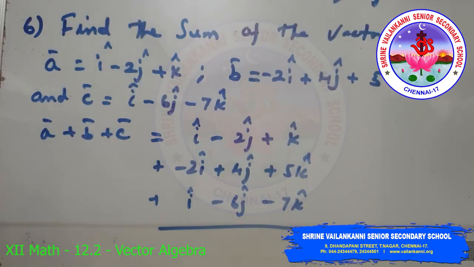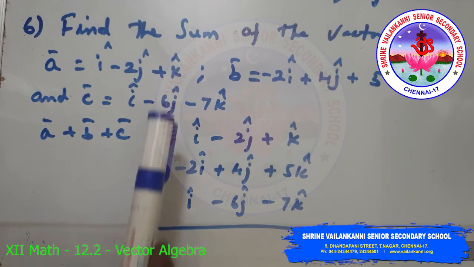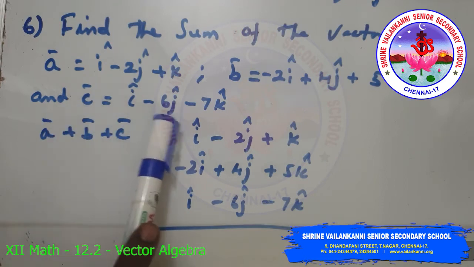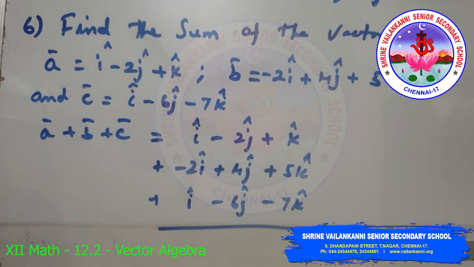Sixth one, find the sum of the vectors A equal to i minus 2j plus k, B equal to -2i plus 4j plus 5k and C equal to i minus 6j minus 7k. So we have to add all three vectors. Adding A plus B plus C, here it is 1i minus 2i plus 1i, which is 0i. Then -6 minus 8 plus 4, so -4j, and -7 plus 6, so minus k.